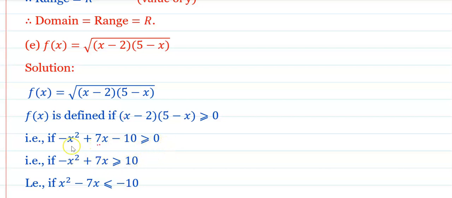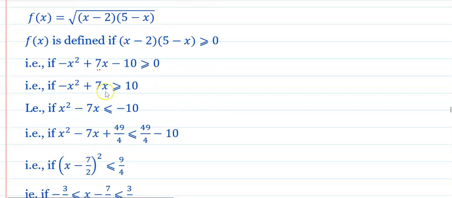Again, if we simplify this, minus x square plus 7x, हा minus 10 right hand side ला आणला, आणि again if we change the sign, यांचे sign change केले, minus चा plus केला, then this greater than or equal to will become less than or equal to, and hence x square minus 7x is less than or equal to minus 10. पुन्हा इथे याचं आपण लास्ट टर्म फाइंड आउट करणार.